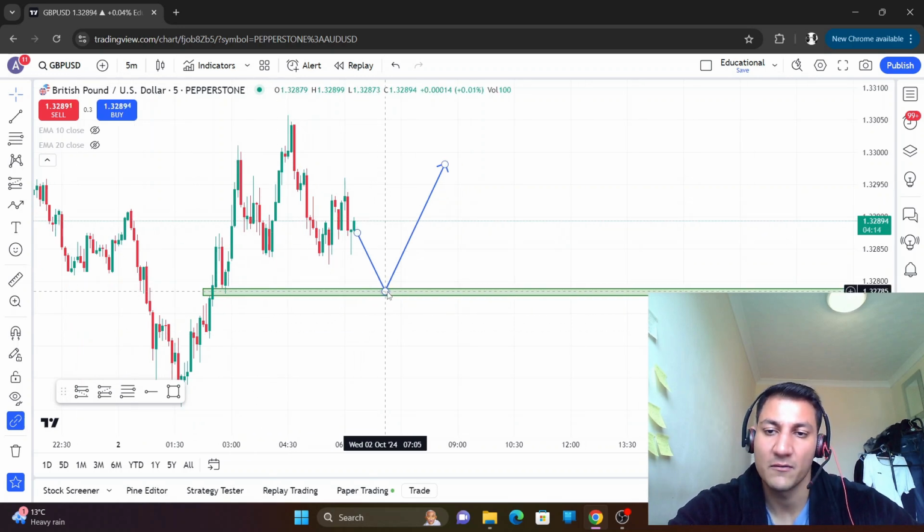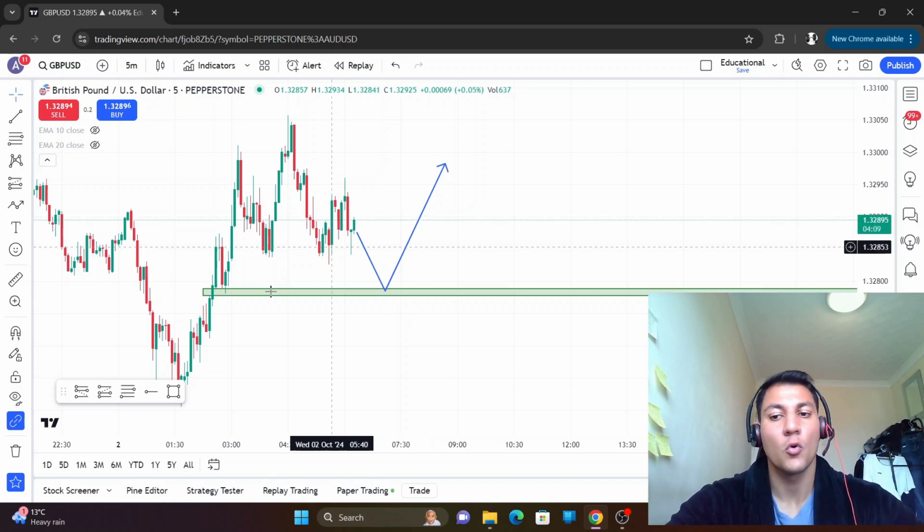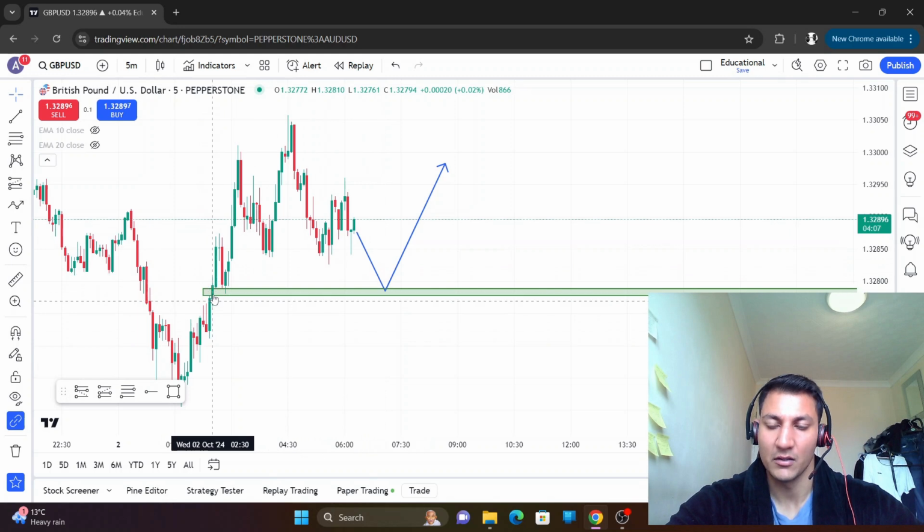This is why fair value gaps are very high probability. It's because they get retraded to again and again and again. But when you're bullish, you always want to take the lowest fair value gap.